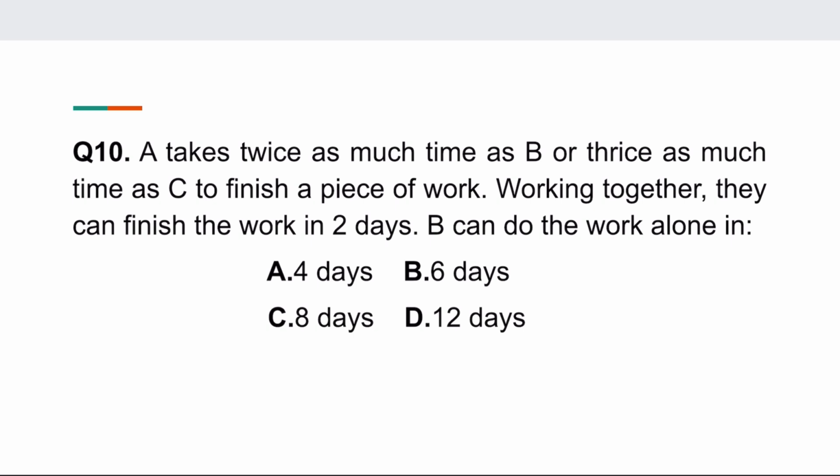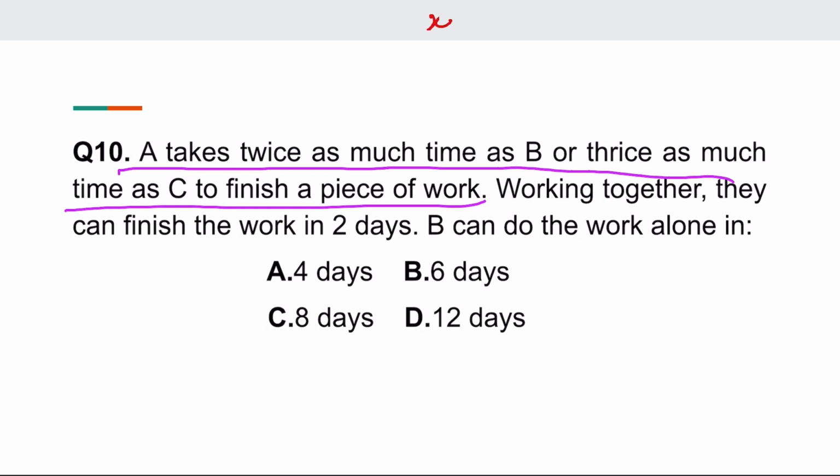A takes twice as much time as B or thrice as much time as C to finish a piece of work. Now one concept which I want to tell you is of efficiencies, which we have done in the previous video, the last concept if I'm not wrong. Now suppose A is X, this is the number of days which they take respectively to finish a work.